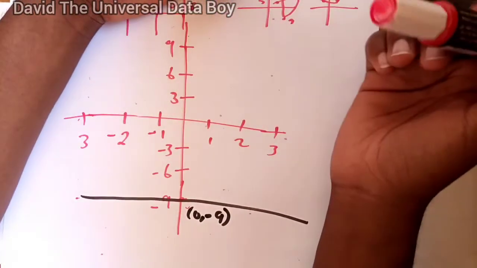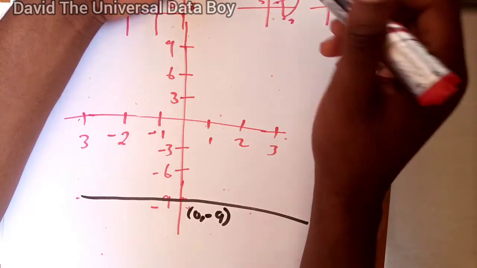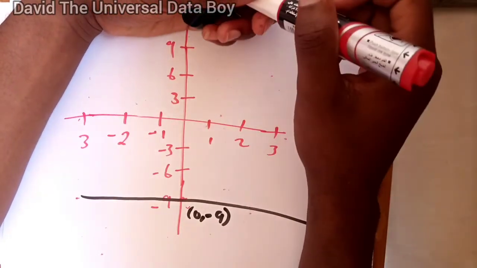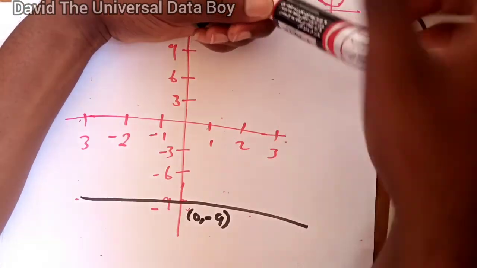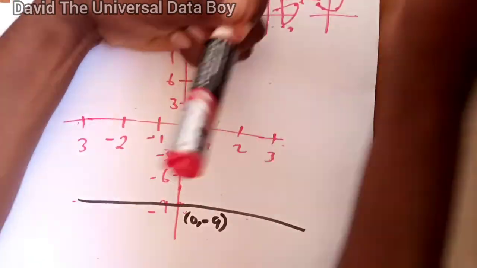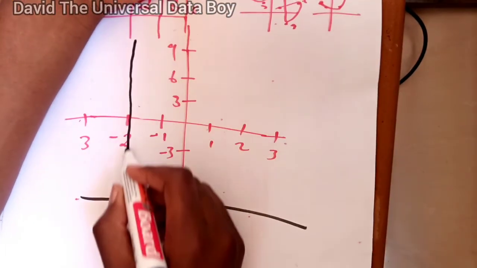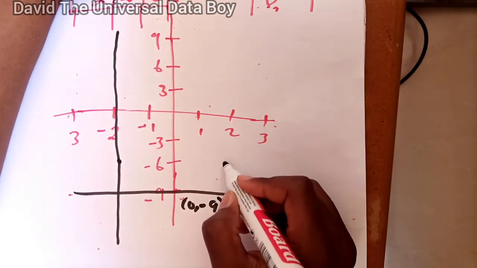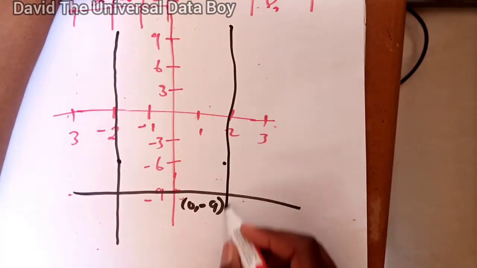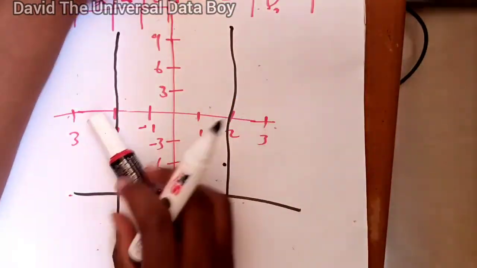And then for the vertical tangents, we have negative 2 comma negative 6, which is there. So here we have a tangent, and then at 2 comma negative 6 again, we have another tangent. So we've graphed the tangents, but then let's also sketch the graph.